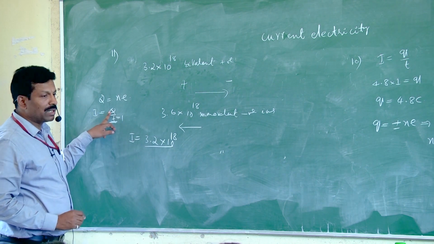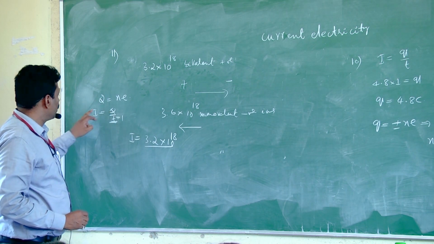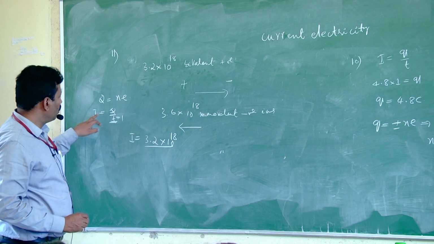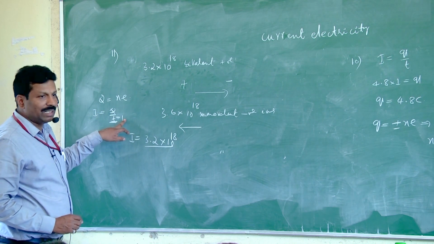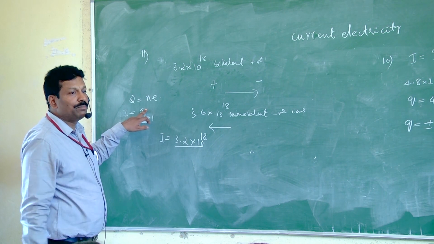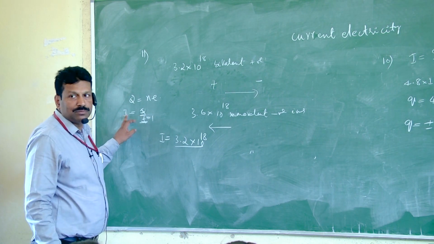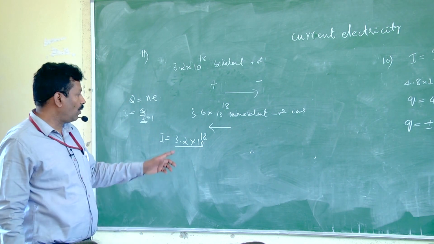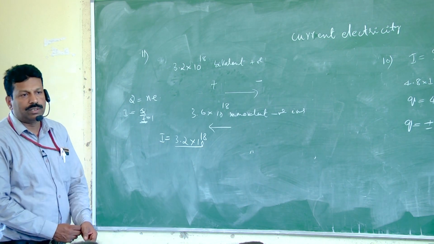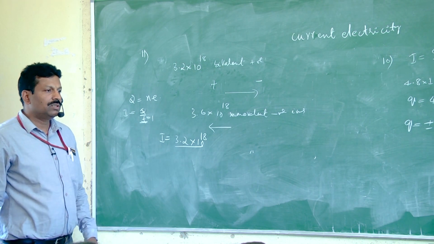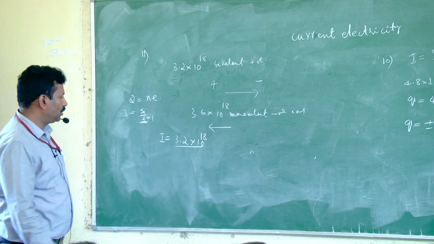Now we are calculating Q. If you are calculating Q, that is equal to I, because I is equal to Q by T. T is 1 second, so if you are calculating Q, you are estimating per second, and that is nothing but I. Understood? This is quite a common question: negative ions, positive ions, and resistivity, resistance. Most likely to be asked in the examination, CET.